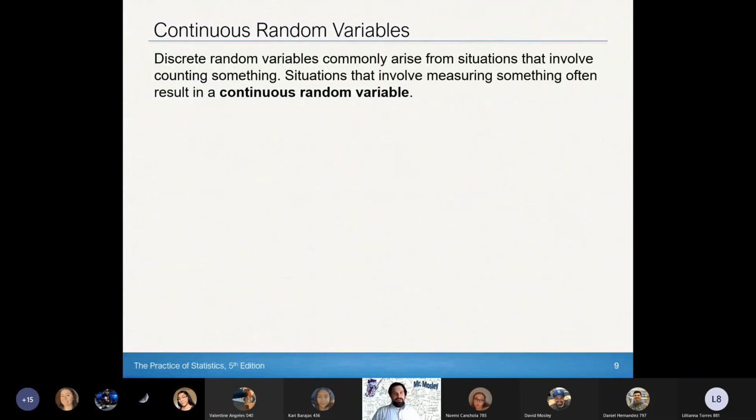So we've been talking about discrete. Now we're going to move on to continuous random variables. Right. Discrete random variables commonly arise from situations that involve counting something, counting the number of heads when flipping a coin, counting the occurrence of a certain APGAR score. Right. Situations that involve measuring something often result in a continuous random variable, like measuring height, measuring distance, randomly choosing a number between 0 and 1. Right.